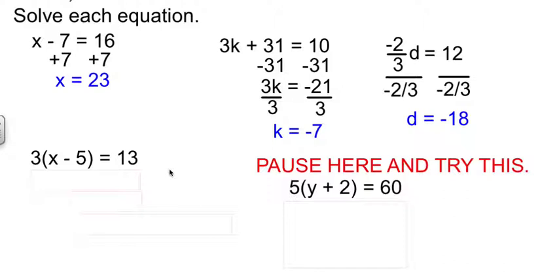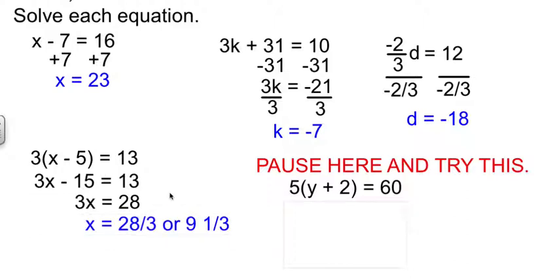Got two more problems that we're going to do together here, and then see how we're faring. Here we have 3 times (x minus 5) equals 13. We need to distribute first. So distributing the 3. Then we'll move the 15 over. Notice I've stopped putting in the plus 15 there. If it helps you to keep it straight, go for it. And then dividing by 3, we get 28/3, or you could say 9 1/3.